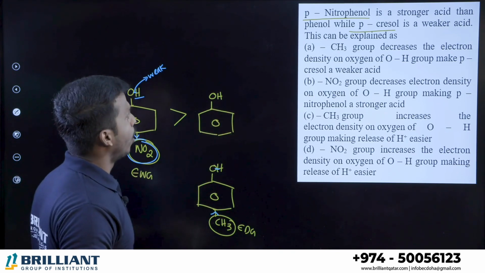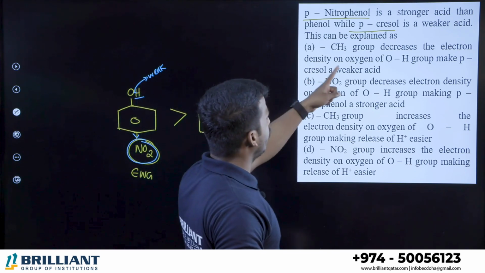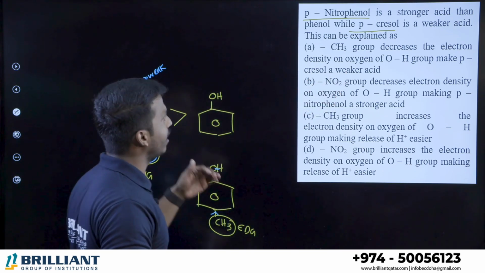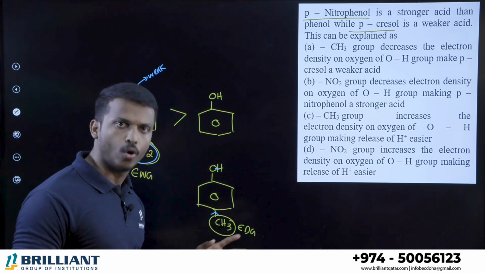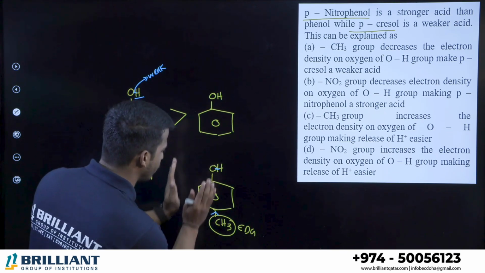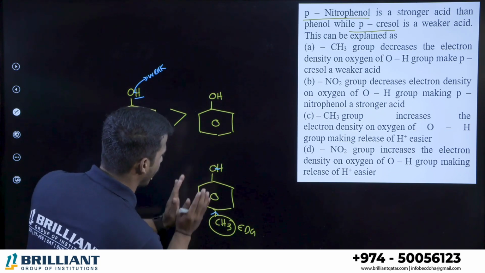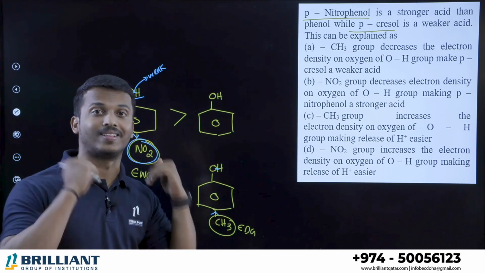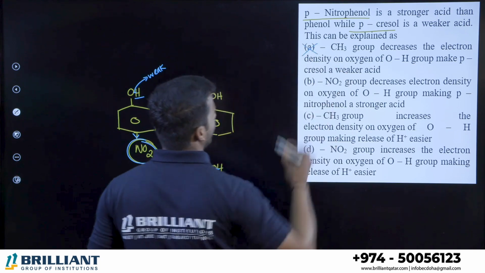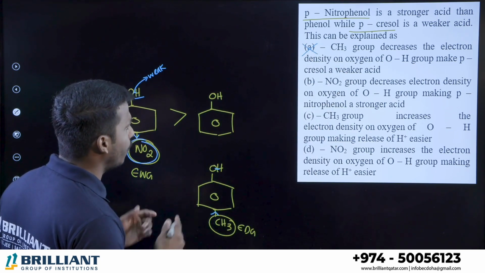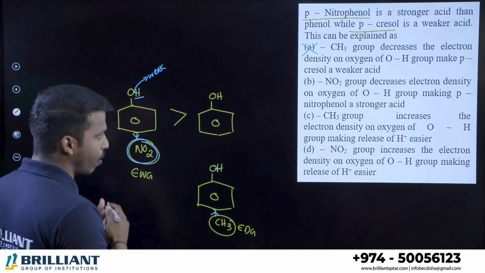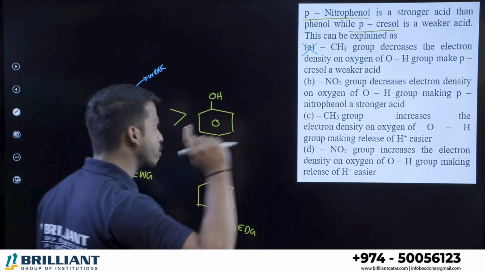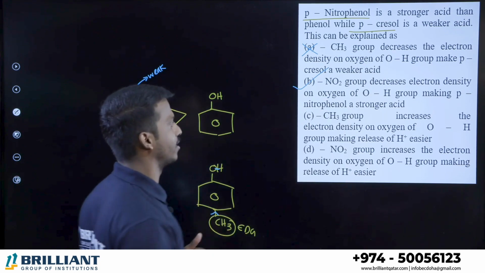Come to the point. Option A, CH3 group decreases the electron density on the oxygen hydrogen group. Is it? No. CH3 group will increase it because they are giving electrons towards the OH group. It will increase the strength. No. Option B, nitro group decreases the electron density on the oxygen hydrogen bond, making para-nitrophenol stronger. Yes, that is the correct answer.